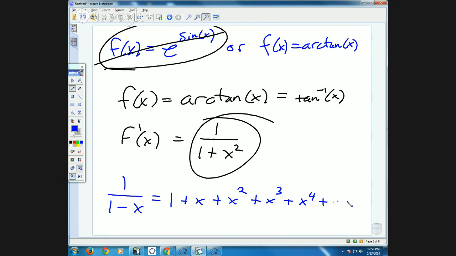That's our first power series, right? Should be proud of that one. It's your first power series ever. Do you see how we could do a substitution here to get a series for this guy? If I replace x with negative x squared, and put a negative x squared in place of each of these, I will have a series.